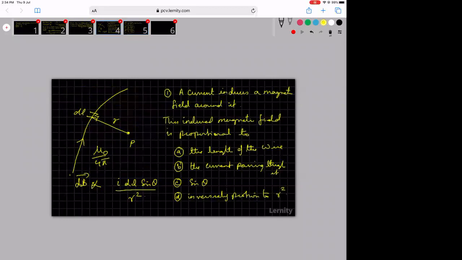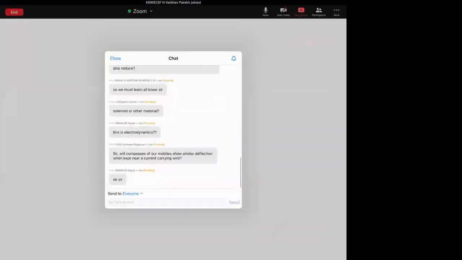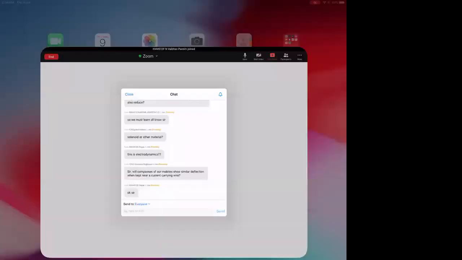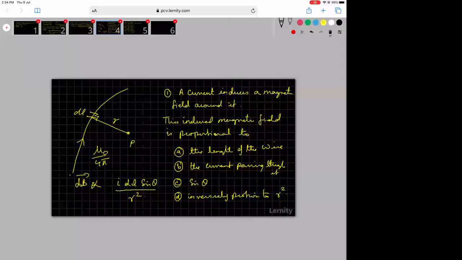If you can make a note of it, then we can slowly move ahead. A current induces, the word is induces, the word is not generates. The current induces a magnetic field around it. As long as there is a current, there will be a magnetic field. If there is no current, there is no magnetic field.